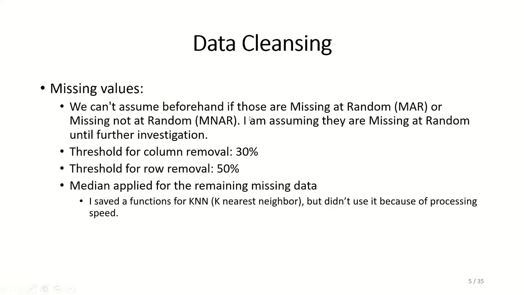And about the data cleansing part, there was a lot of missing values, and I used some threshold for removal. For column removal, I consider a 30% threshold, and for the rows, I consider a 50% threshold to remove them. It will be hard to assume beforehand if we have missing at random data or missing not at random. I cannot make any assumption for now because I didn't have time to explore that. But for now, I'm considering that it's at random.